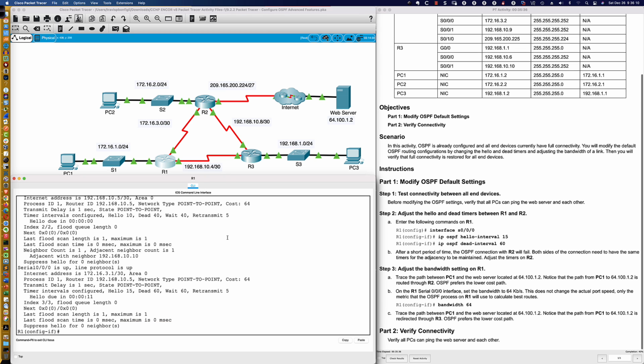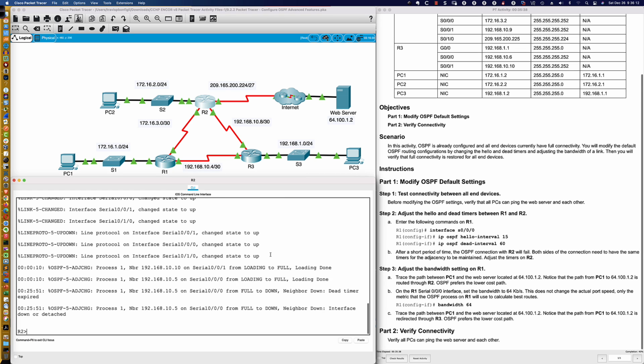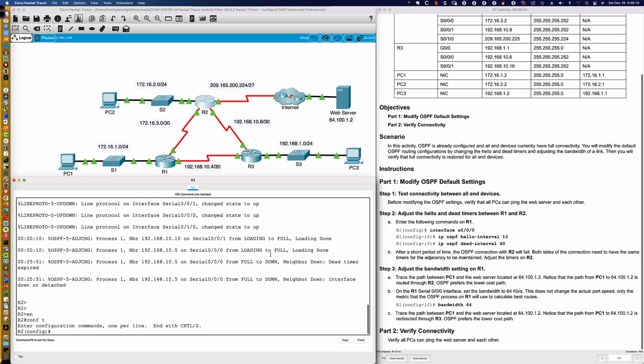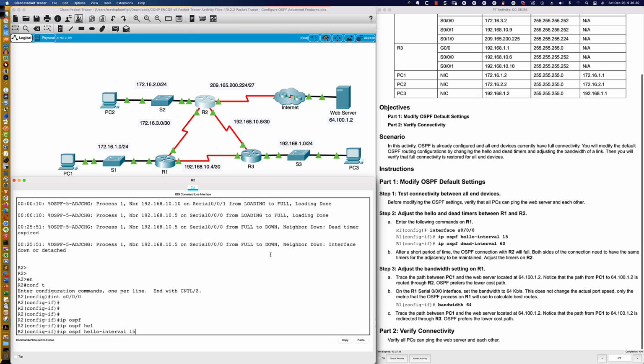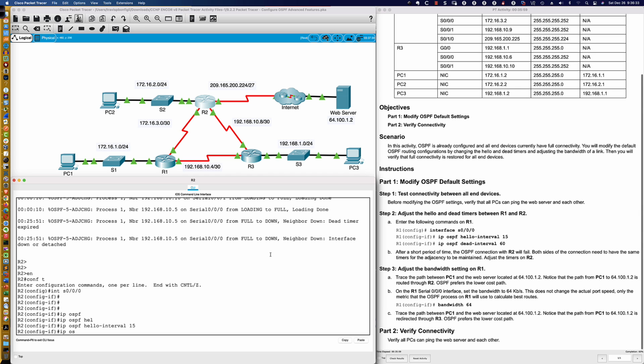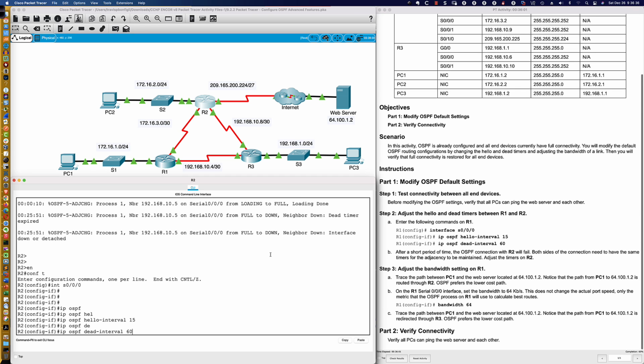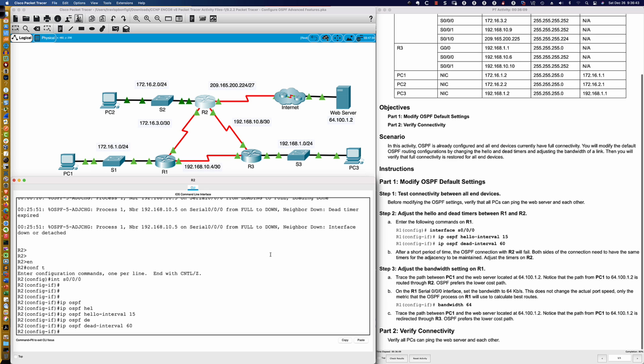So we've got that done. We saw the adjacency is not going to come up. We're going to come back over to router 2 because in order to fix that, we need to go into interface serial 0/0/0 on router 2. And we're going to say IP OSPF hello interval 15 and IP OSPF dead interval 60. Again, remember, on real IOS, it would already be 60. And the wait timer would already be 60 because I had set the hello interval to 15.